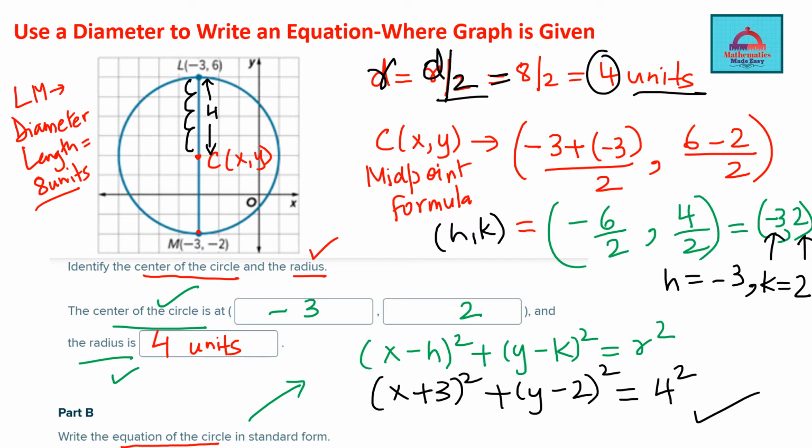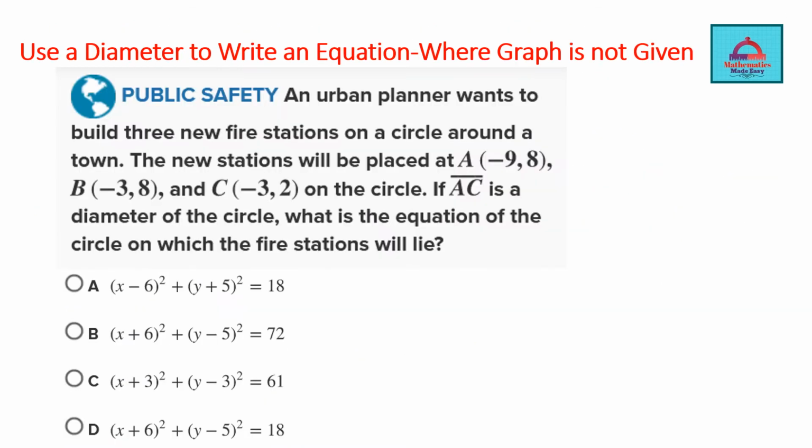So this was one question where you use the diameter to write the equation of a circle, and the graph of the circle was given to you. Now this is another kind of question that can come in your exam. This is a multiple choice question, and if you see here also, you are given 3 coordinates A, B and C, and also you are given the fact that AC is the diameter of the circle. But you see there is no graph given here. So even if the graph is not there, you are going to be solving the question in an exactly similar way. So let's see how you can do it when the graph is not given.